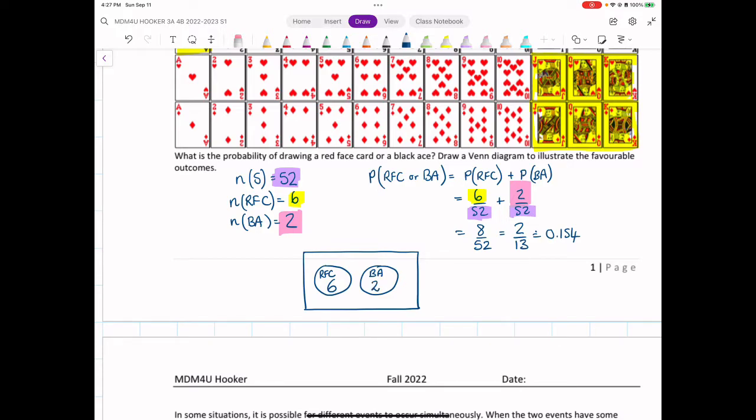And out of 52 cards, the rest of them are not red face cards and they're not black aces. So that goes on the outside. And so we've got 52 minus 8, which gives me 44 cards left over. And that would be a Venn diagram illustrating it.